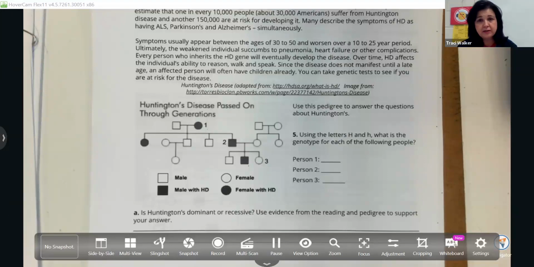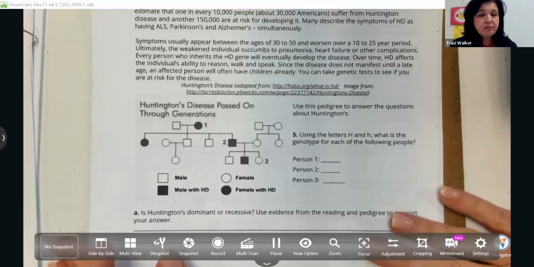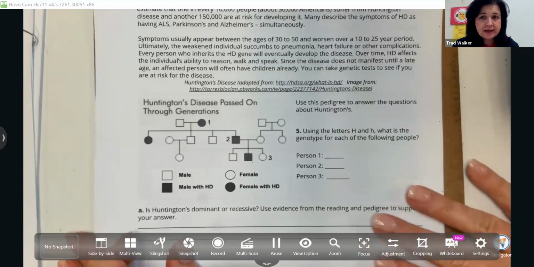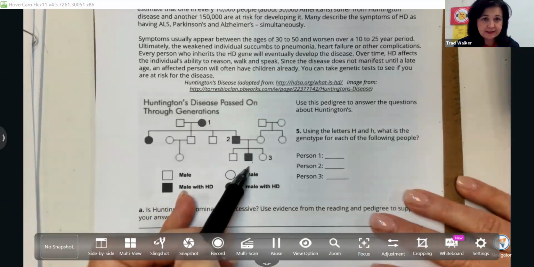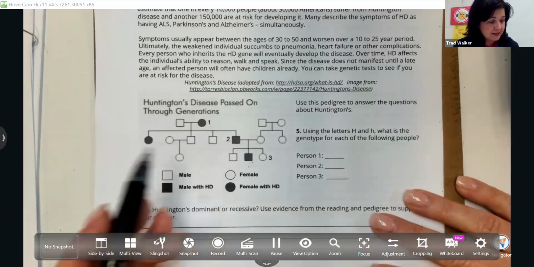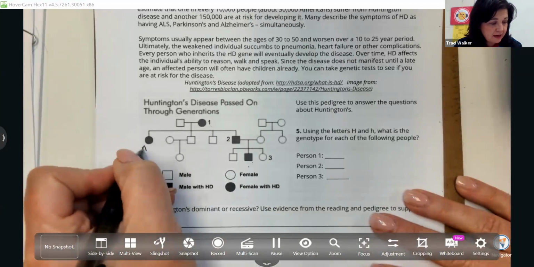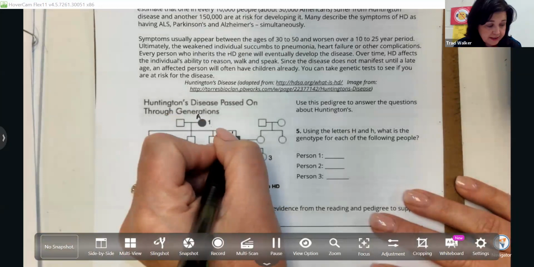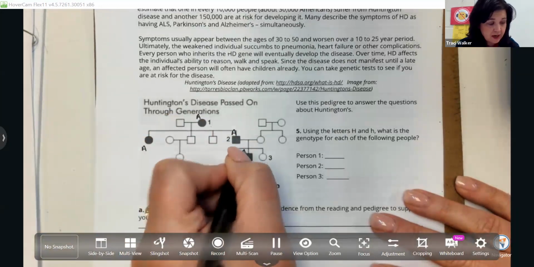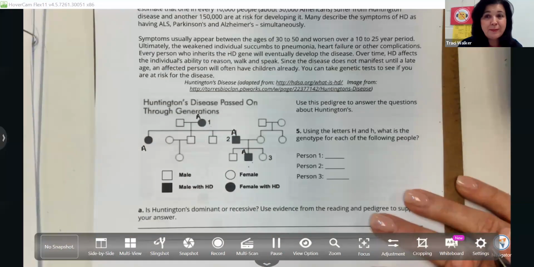Okay, so to work this pedigree, you have to do it opposite of the way you did the autosomal recessive pedigree. So that means that the people who are affected get the capital A this time because they have the dominant gene, because Huntington's disease is dominant. And so the people that are not affected get little a.